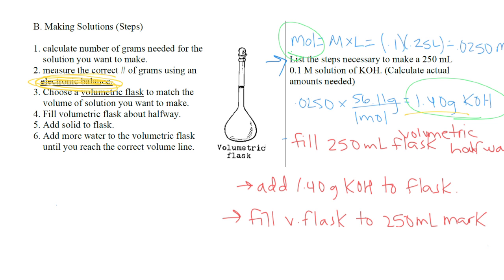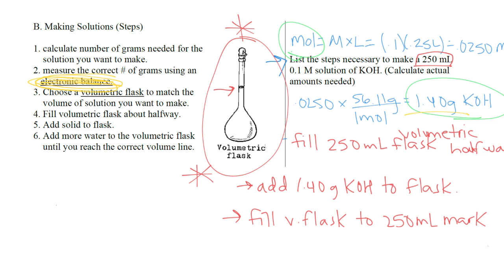Anytime you are making a solution with a specific volume, so they told me 250 milliliters, you want to use a volumetric flask. Volumetric flasks are super accurate for measuring volume. They only have one line on the flask. That one line measures the exact volume that you need. So the expectation is that you talk about using a volumetric flask to make those solutions.